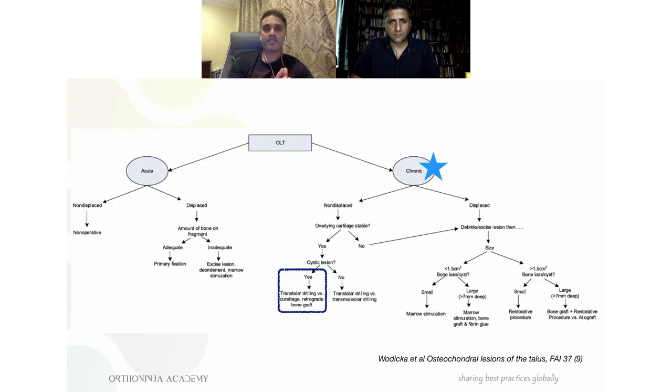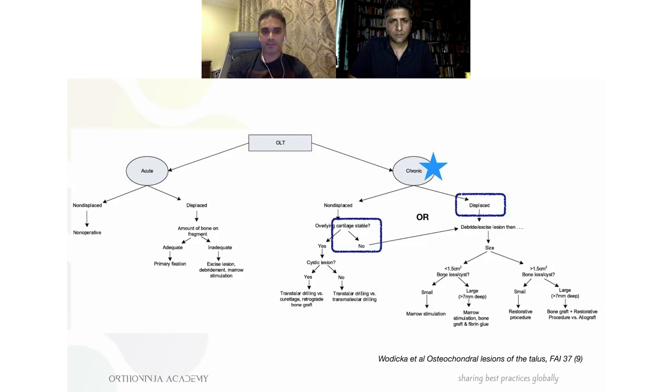Now, some of the big companies have very precise targeted jigs with cannulas in them, which you can place on that lesion, and through that make sure that you're targeting drilling right into that defect and pack it with bone graft through that flute. If there is no cyst, then you just do drilling without bone grafting.